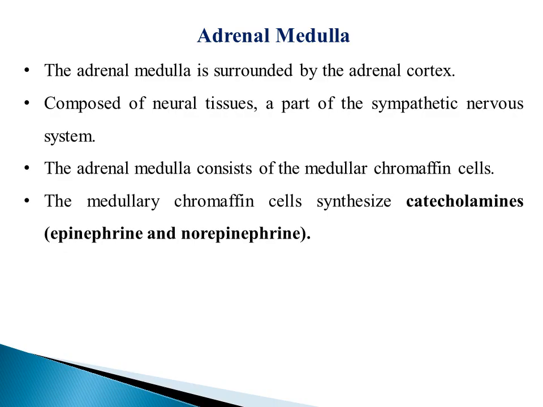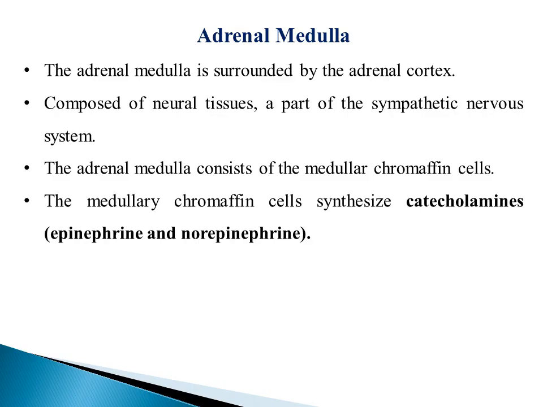The next region is the adrenal medulla. The adrenal medulla is surrounded by the adrenal cortex, the inner core, which is derived from the neural crest cells. The adrenal medulla is composed of neural tissues. It is part of the sympathetic nervous system. The adrenal medulla consists of medullary chromaffin cells. These medullary chromaffin cells synthesize catecholamines. They consist of epinephrine, otherwise called adrenaline, and norepinephrine, which is also called noradrenaline.